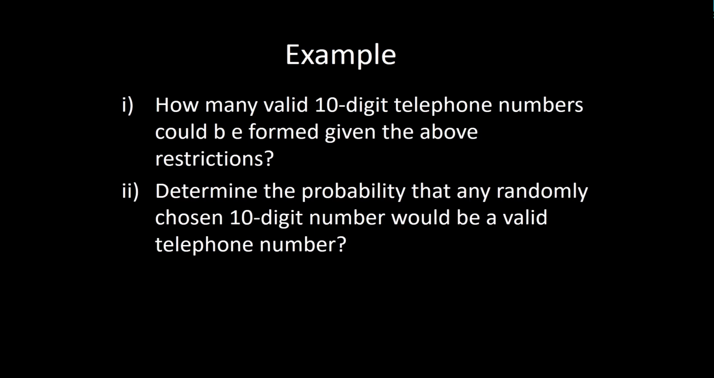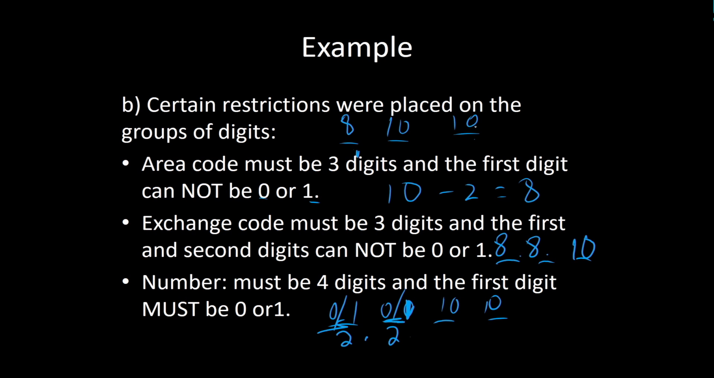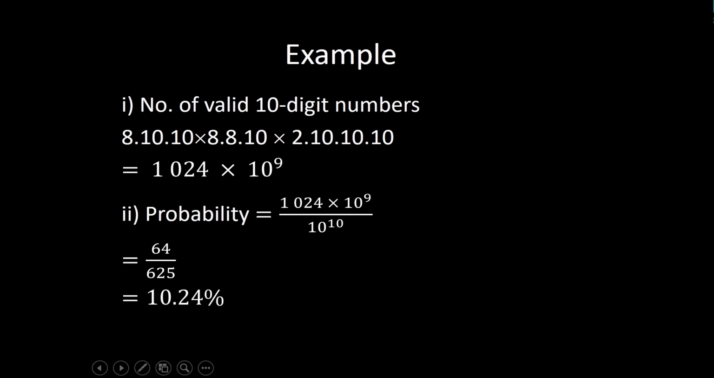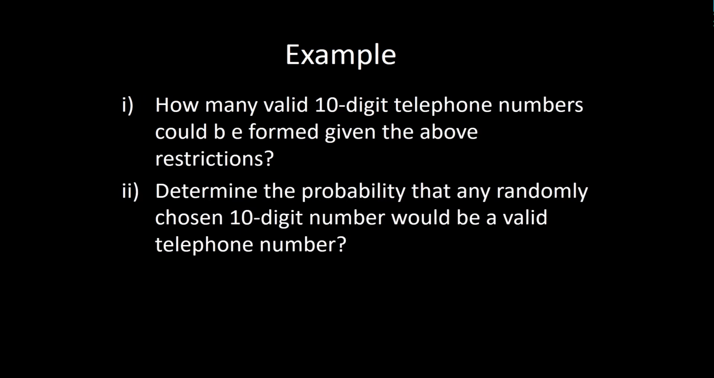So altogether, how many valid 10-digit numbers could be formed given those restrictions? So this is what we said we're going to do. It's going to be 8 times 10 times 10, and then times 8 times 10 times 10, times 8 times 10, and then we're going to say 2 times 2 times 10 times 10. All right, so I've worked all of that out for you, and this is what we get. 8 times 10 times 10, 2 times 8 times 10, and then 2 times 10 times 10 times 10.